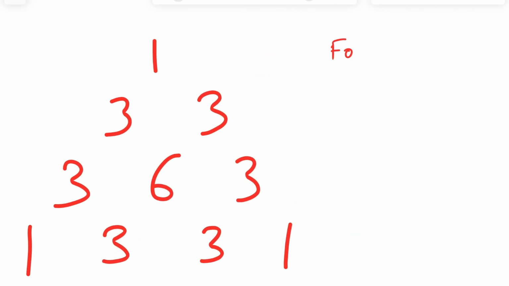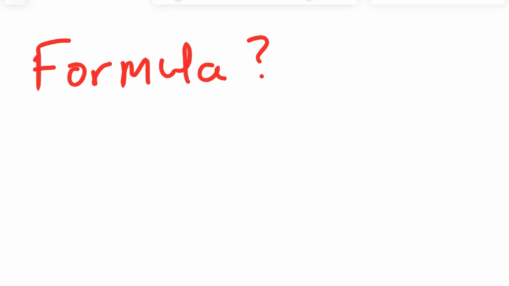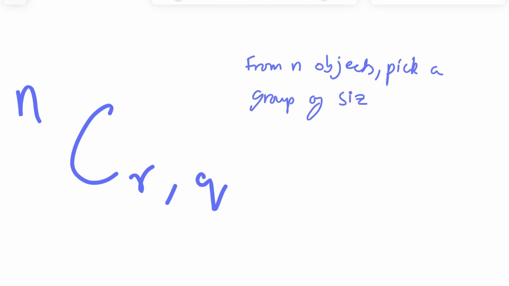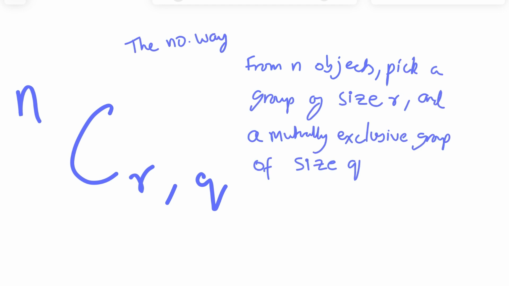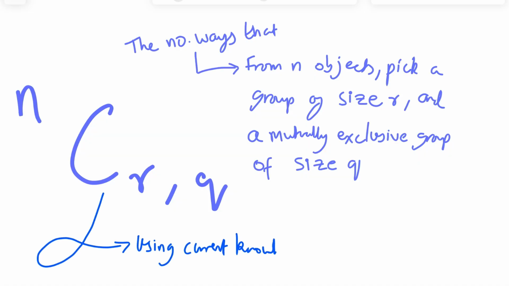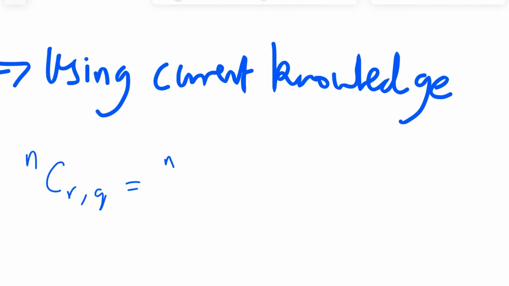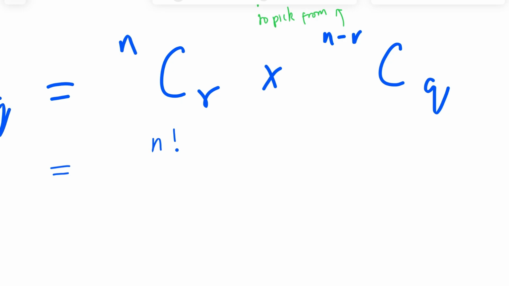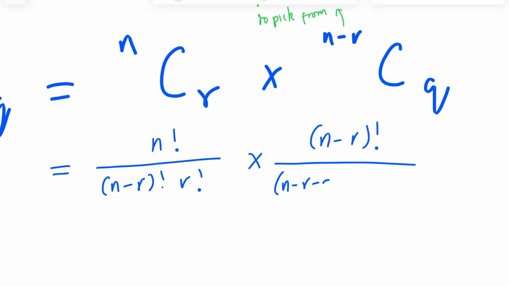And as with before, there is a formula for all of this. In this case, I'll write it as n choose r, q to mean that we're choosing one group of r and one different, mutually exclusive group of q. And we can actually think about this using our current choosing function. We would have that n choose r, q is n choose r times n minus r choose q, since when we pick the second time, we've already removed r elements from the group we can choose. And then, this can be simplified down to this expression.